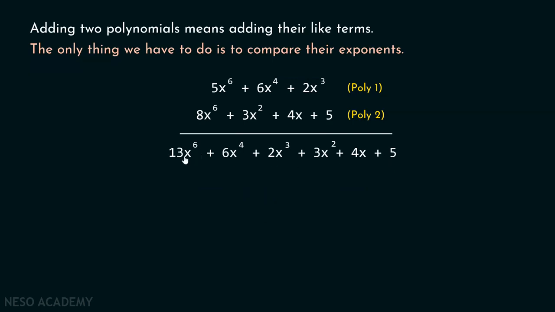So the resultant polynomial must look like this. That is 13x to the power 6 plus 6x to the power 4 plus 2x to the power 3 plus 3x to the power 2 plus 4x plus 5. You can clearly see this that the order is maintained. Here you can see that the exponents are properly arranged in descending order. This means that terms are arranged in descending order, and that too depending on their exponents.